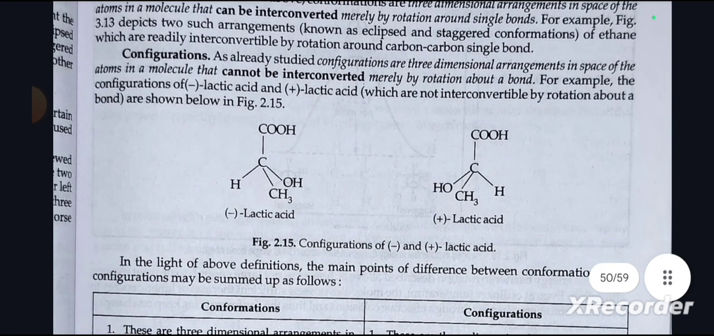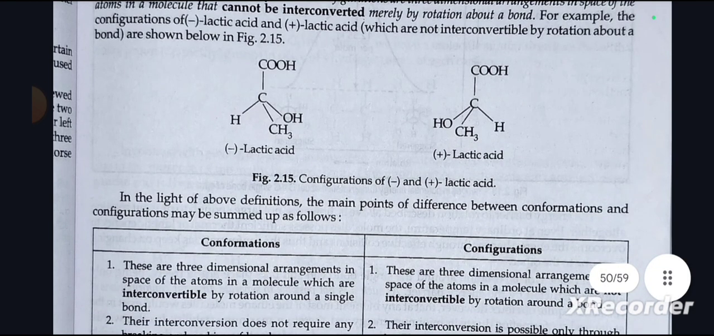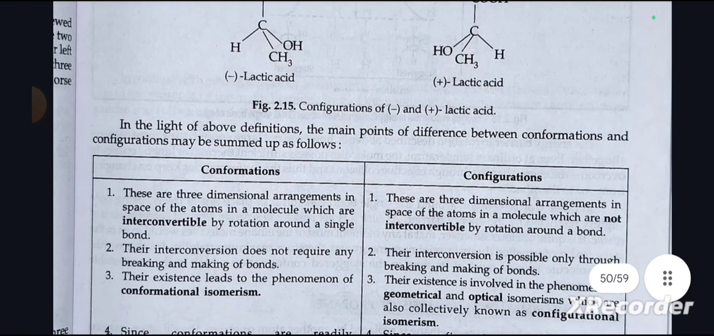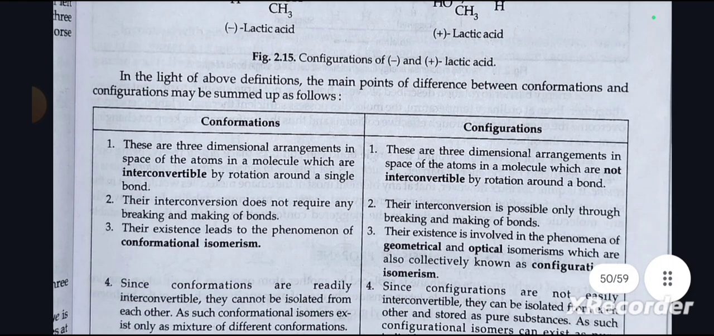Configurations. As already studied, configurations are three-dimensional arrangements in space of the atoms in a molecule that cannot be interconverted merely by rotation about a bond. For example, the configurations of minus lactic acid and plus lactic acid are not interconvertible by rotation about the bond, as shown below in figure 2.15. Figure 2.15: Configuration of minus and plus lactic acid.